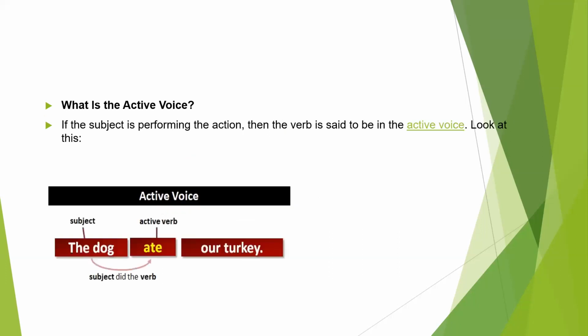Now, what is active voice? Active voice means if the subject is performing the action, then the verb is said to be in the active voice. Look at this. Active voice: subject, active verb, and the object. The subject is the dog, the verb is ate, our turkey is the object. When we are speaking in this manner, the dog ate our turkey, this is active voice.